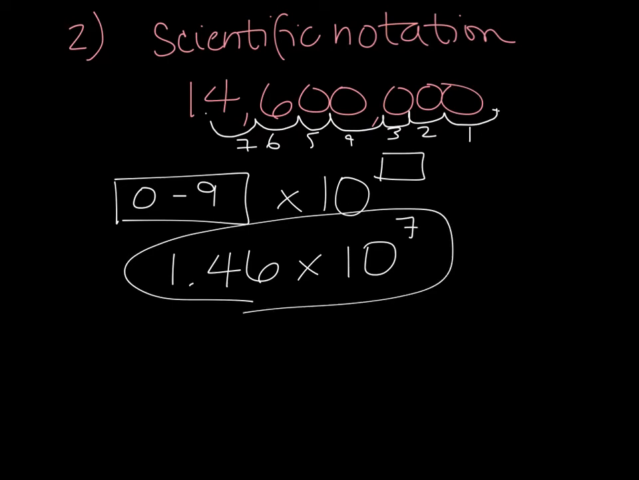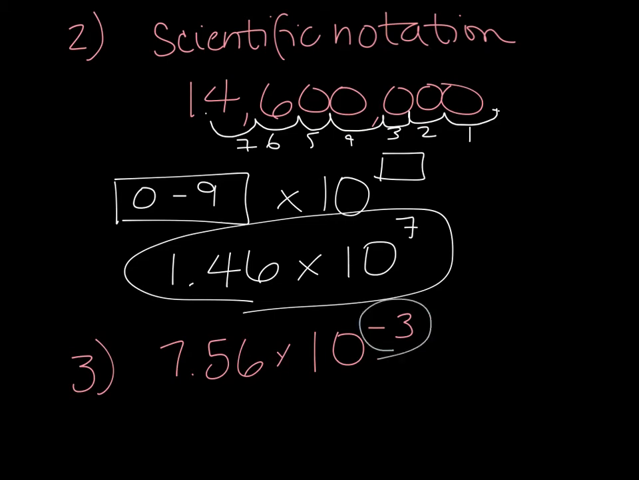Now let's go the opposite way. Say I tell you to write this in standard form, 7.56 times 10 to the negative 3. Right? So the negative exponent tells me it's going to be a small number. So I'm going to move to the left to make it smaller. I'm going to move it 3 times to the left. So I'm going to take this and move it once, 2, 3.